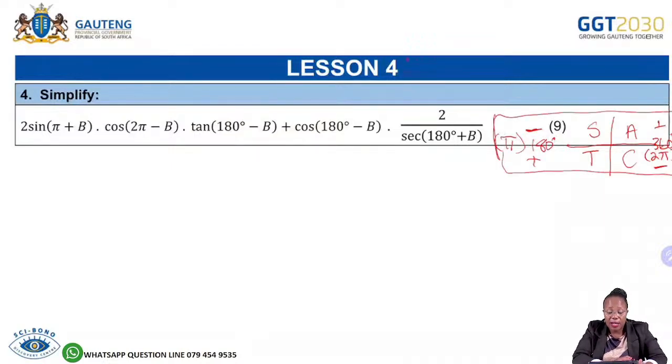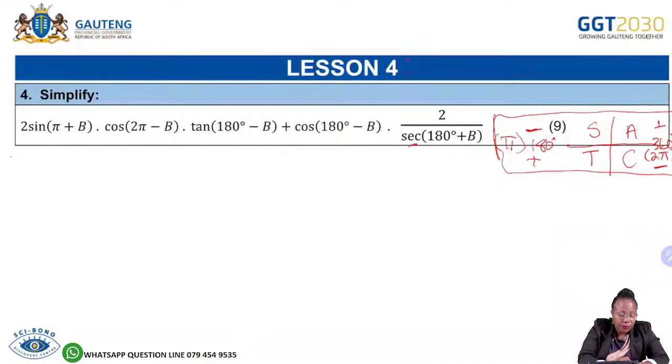Right, let's start now. In this case, you'll be checking the ratio in the quadrant in terms of reduction, and you are reducing all the angles to be in terms of B now. And then in this case, we have a reciprocal there, so we must deal with that reciprocal also.